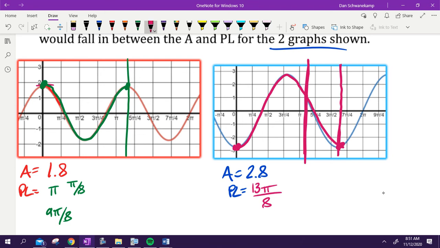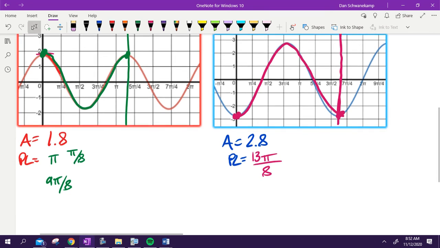Yes, ma'am. It is, but that's not going to really affect me at all. The amplitude being positive or negative is more of a flip concept. But yes, I agree with you. The second graph is definitely flipped.